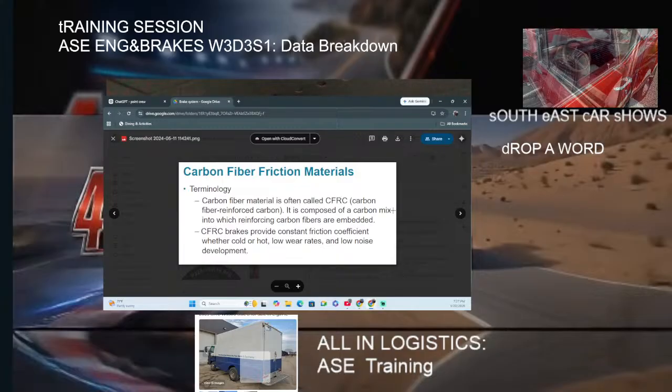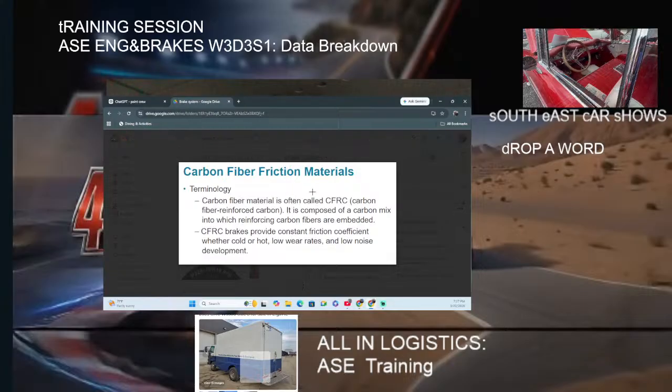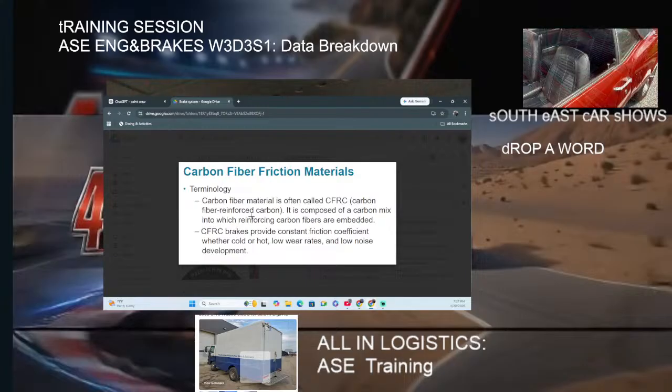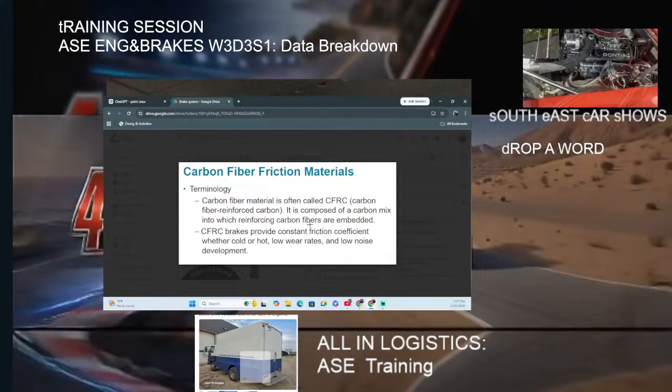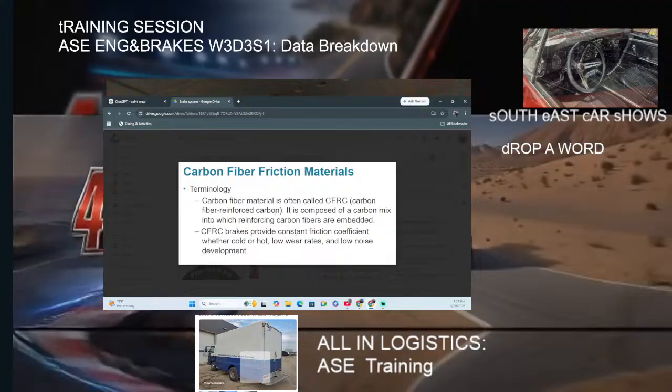Carbon fiber friction material. Terminology: carbon fiber material is often called CFRC, carbon fiber reinforced carbon. It is composed of a carbon mix into which reinforcing carbon fibers are embedded. CFRC brakes provide constant friction coefficient whether hot or cold, low wear rates, and low noise development.